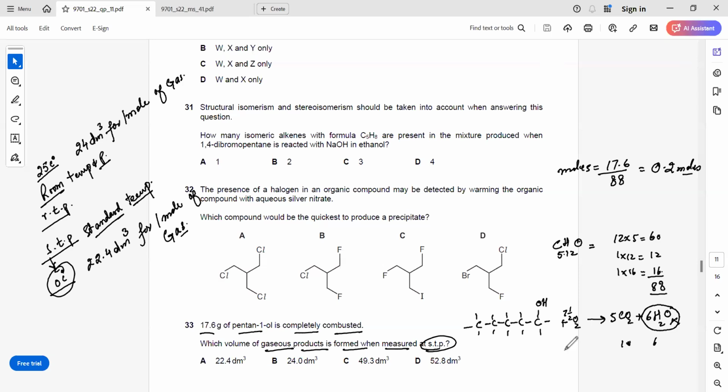So we were calculating this. So 0.2 moles will produce how many moles? So the water wouldn't be in gas form at this temperature. So the only thing in gas form will be carbon dioxide. So here we have the molar ratio 1 and 5. So if we have 1 mole of this and 5 moles of CO2, so using 0.2 moles will give how many moles of carbon dioxide?